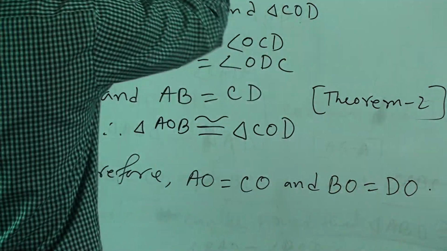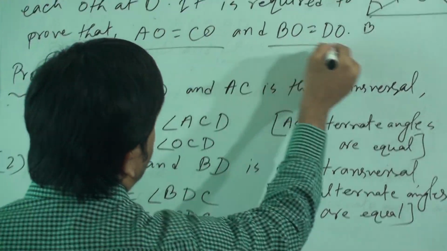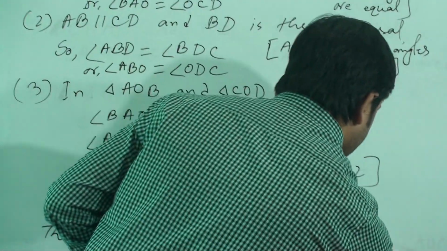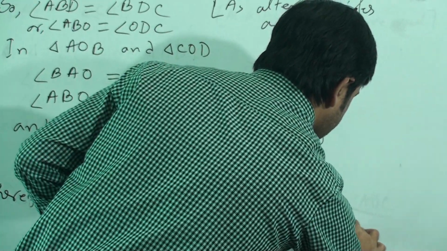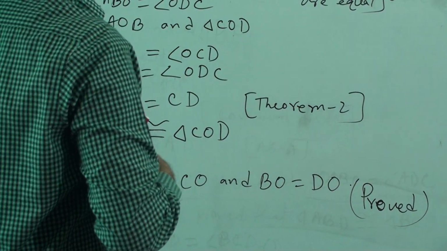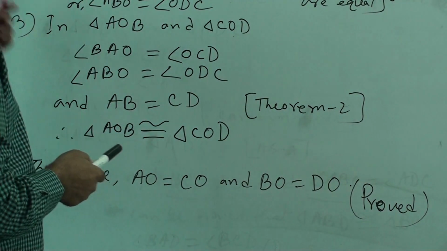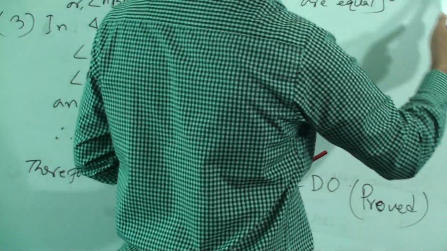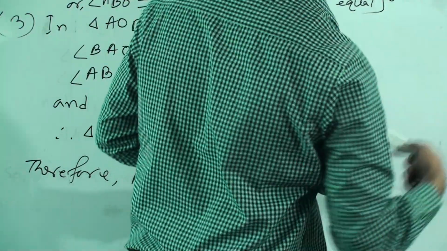So, what did we need to prove? AO is equal to CO and BO is equal to DO. So our proof is done. Dear students, theorem 3 is also done. It means I have proved theorem 2 and theorem 3. Theorem 1 is given for your vacation homework. This is your homework number 22.